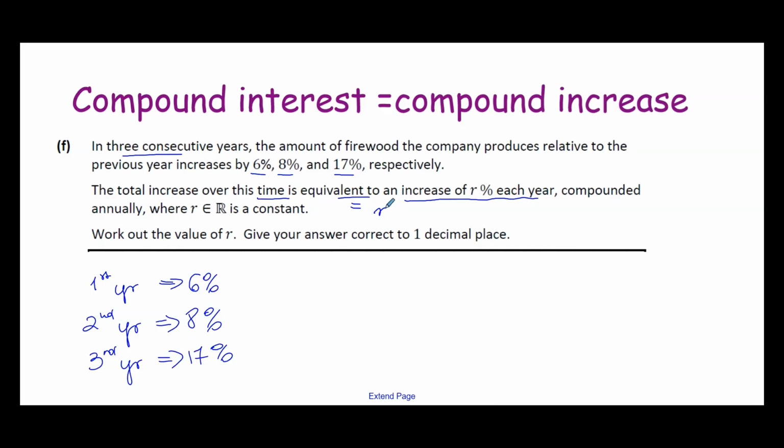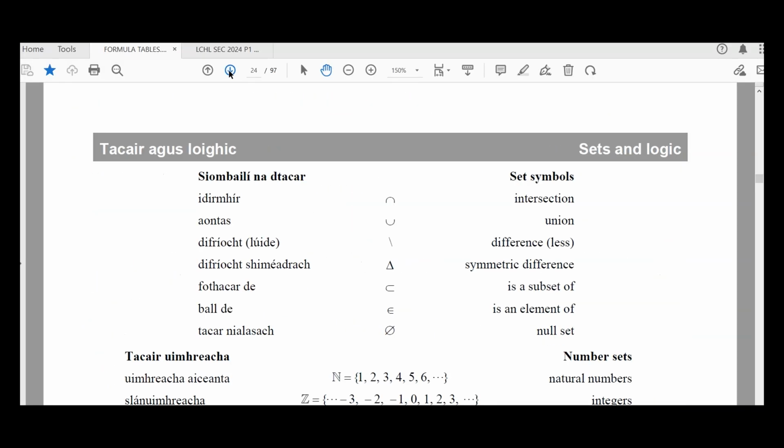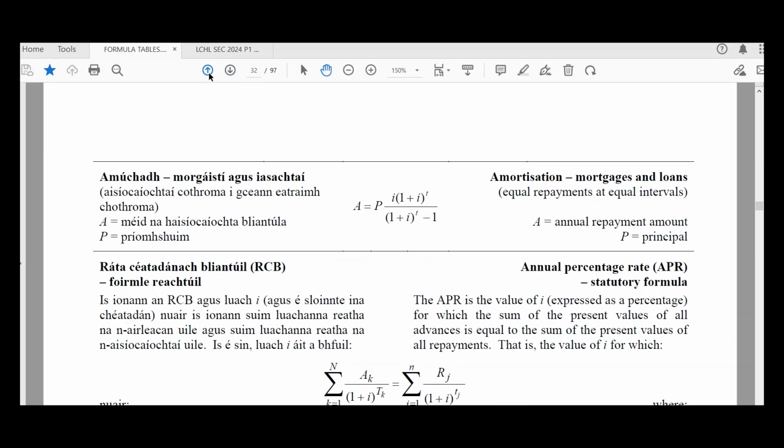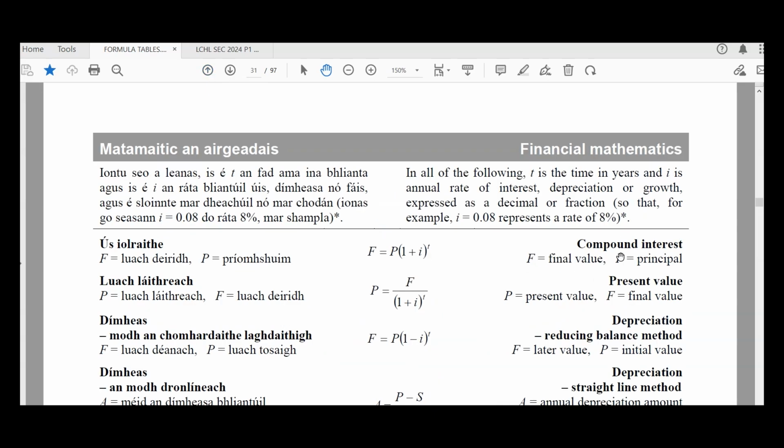So there is a specific increase each year, compounded annually. Once we see that word compounded, we think about the formula for compound interest. So we have to work out the value of R, correct to 1 decimal place. When we see compounded, we go to our table and look at the formula, which is in our financial maths. There it is, our first formula for compound interest. And it doesn't matter that in this case the interest is actually a compound increase.